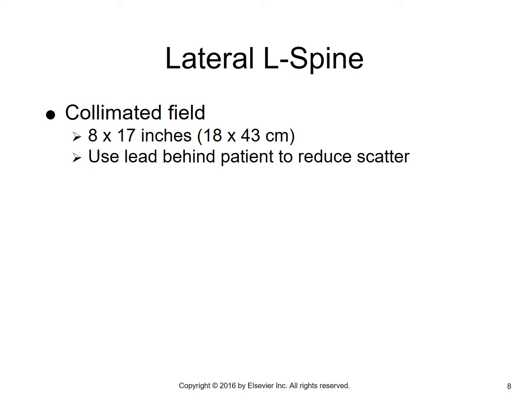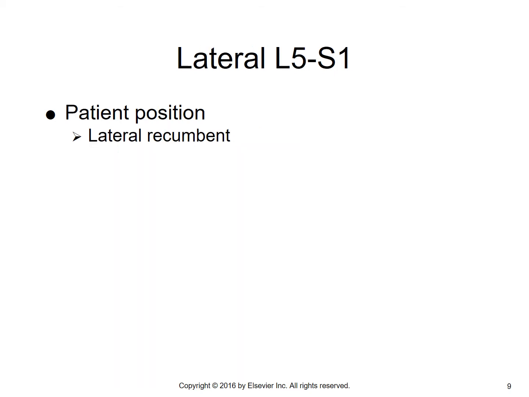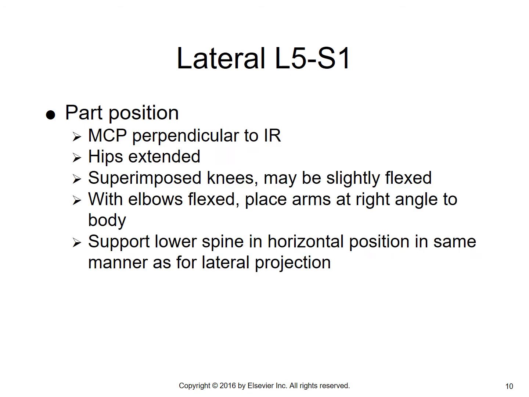So how do you do that? You put this lead strip behind the patient. For the L5-S1 lateral, which is the spot, your patient position is in a lateral recumbent. MCP is perpendicular to the IR. Your hips are extended. Superimposed knees could be slightly flexed. Elbows are flexed. Arms are at right angle to the body. And you're going to support the lower spine in a horizontal position in the same manner as for the lateral.